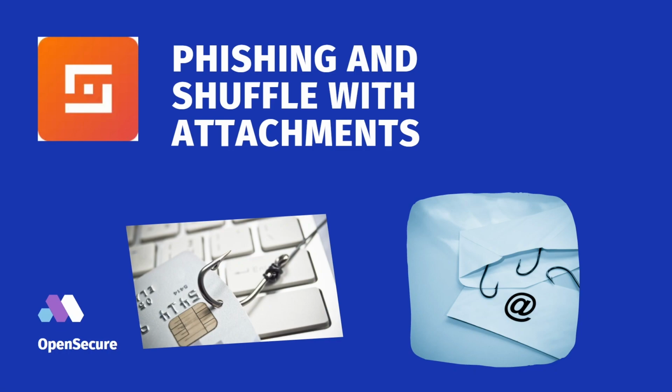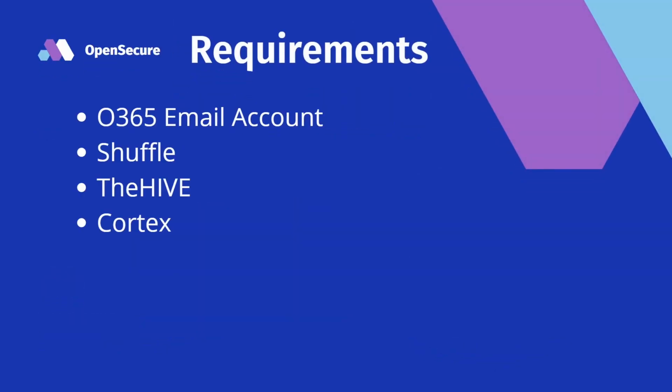In the previous video, I introduced you guys to how we can use Shuffle to automate our phishing emails that we receive from internal users. However, in that video, we didn't touch on how to handle attachments, adding them to our Hive cases and being able to do some analysis on those attachments. In this video, that is exactly what we are going to cover. For this demonstration, we're going to use an Office 365 email account. We're going to use Shuffle, the Hive, and Cortex.